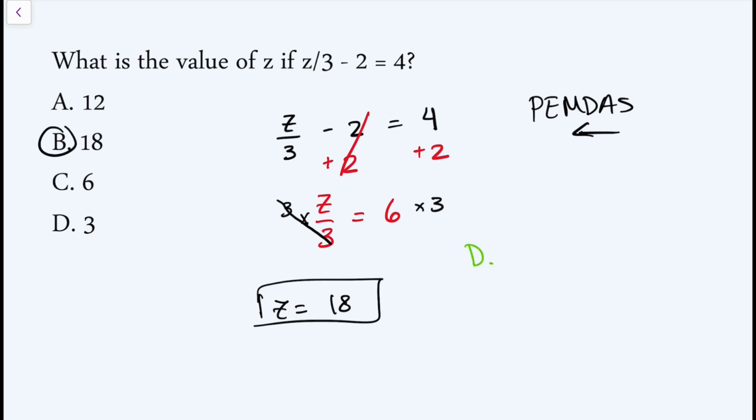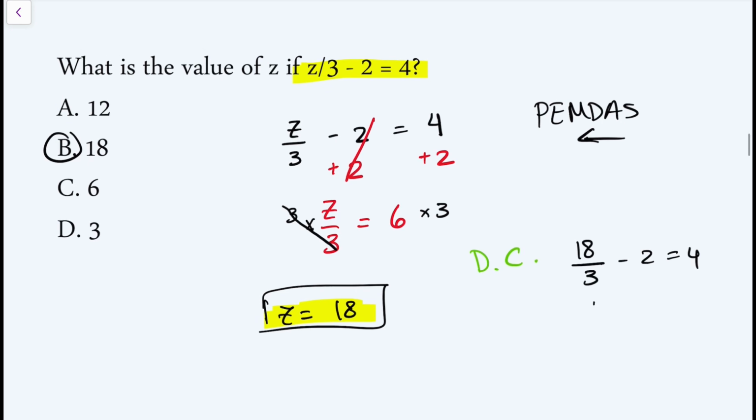We can double check this as well. We're going to plug it in. 18 over 3 minus 2 is equal to 4. What we did is plug in the value we found for z into our original equation to see if it's right. 18 divided by 3 is 6, minus 2 is equal to 4. 4 is equal to 4, which is true, obviously, so the left-hand side equals the right-hand side. So this is true.